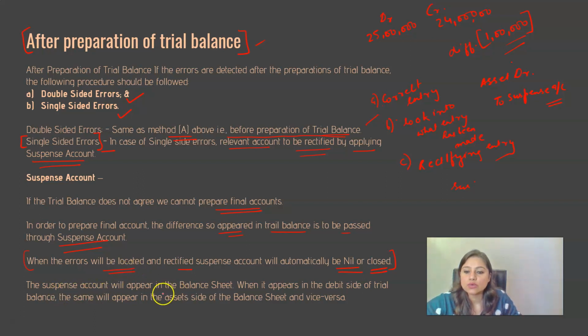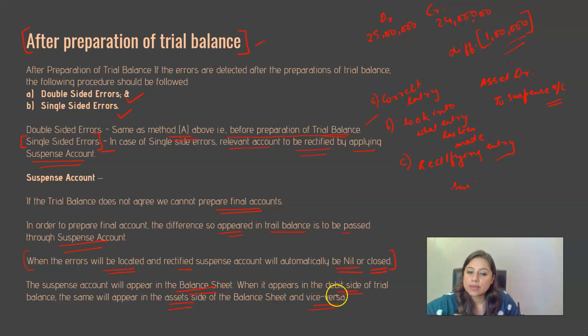The suspense account will appear in the balance sheet, and when it appears on the debit side, it will appear on the asset side of the balance sheet, and vice versa. This is in case the suspense account has not been closed and the company has not been able to completely find out the difference of the debit and credit mismatch. If there is a balance still remaining in the suspense account, then the suspense account will appear in the balance sheet.